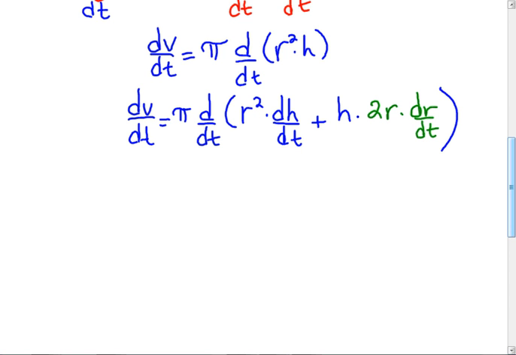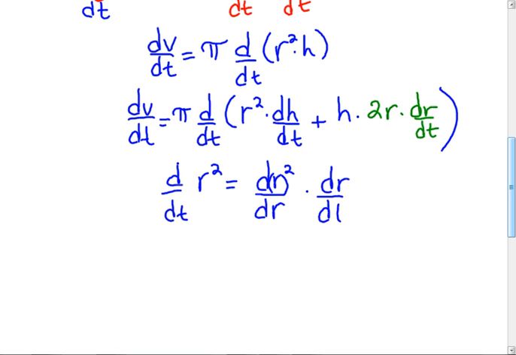Because what is the derivative with respect to time of r squared? It's the derivative of r squared with respect to r. That's what 2r is, chain rule, times r is a function of time, times the derivative of r with respect to t. Algebraically, what happens to the dr's? They would cancel. Not legal, but it gets the point across. Does that make more sense now? Yes.